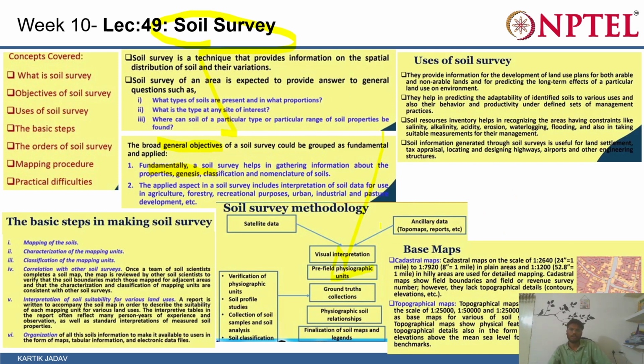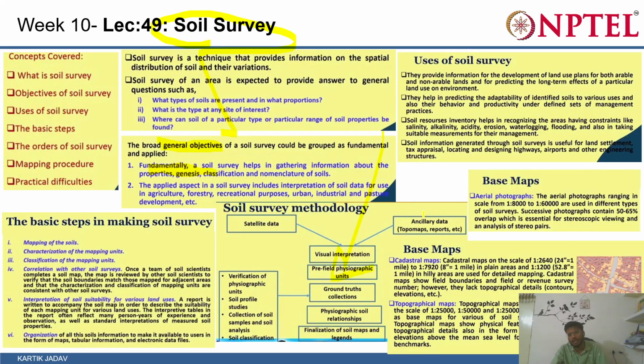And then we have talked about the concept of base map. So in that we have talked about cadastral map, topographical map, aerial photographs, and use of remote sensing. So cadastral maps on the scale of 1 gem 2640 to 1 gem 7920 in a plain area, and 1200 in hilly areas are used for detailed mapping. Cadastral maps show field boundary and field or revenue survey number. However, they lack topographical details like contours and elevation.